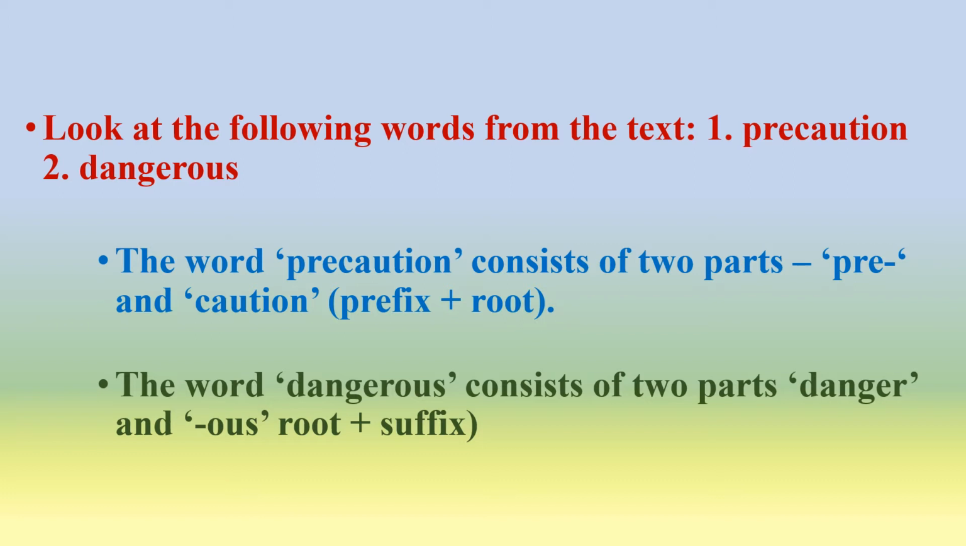Likewise, the second one, the word dangerous consists of two parts, danger and ous. Dangerous. Here the root word is danger. And what is the suffix here? Yes, ous. Dangerous.